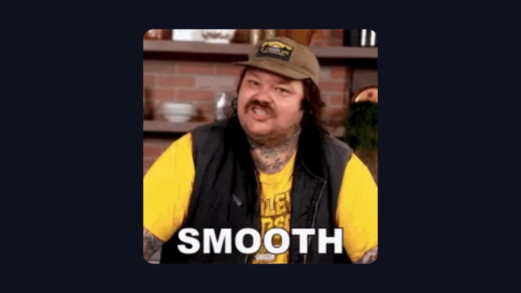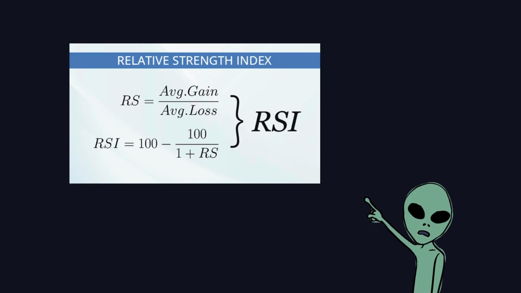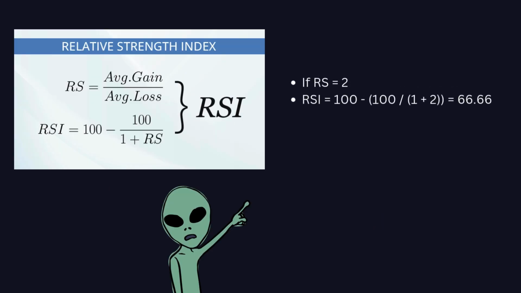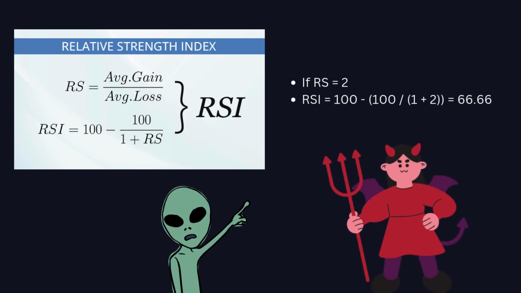And then smooth. Step 4, the actual RSI formula. And now you get what this alien language looks like. So RS is equal to average gain divided by average loss, and RSI equals 100 minus 100 divided by 1 plus the RS. That's it. So example, if RS is 2, then according to the formula, the RSI calculated is 66.66. Good Lord, we have the devil's number. So RSI would be around 67.